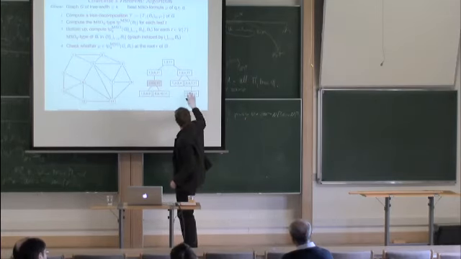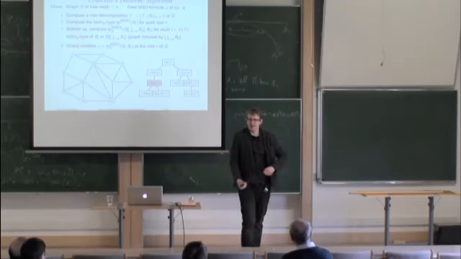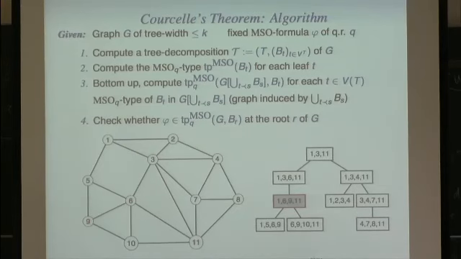Yeah. I do the same on the right-hand side, and this way I work my way up, basically. And of course, once I've computed the full MSO type of the root, so everything in the whole graph, then I can just check whether phi occurs in it or not. Yeah. So the complexity is much worse than you need to do, right?